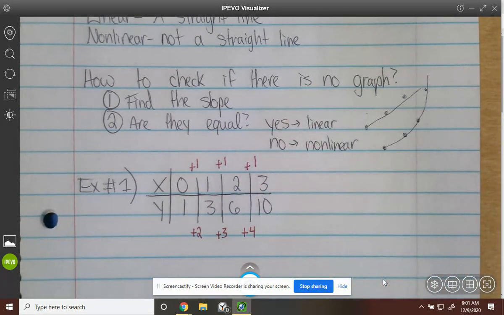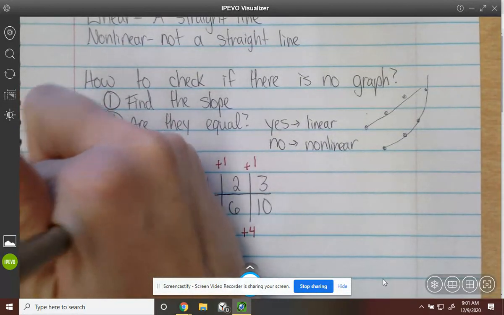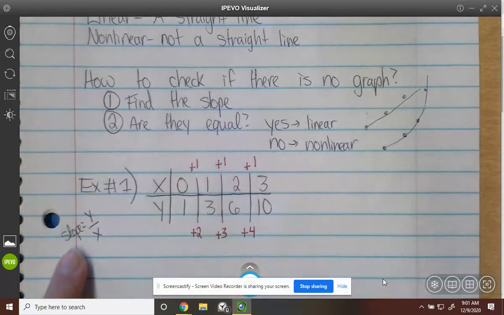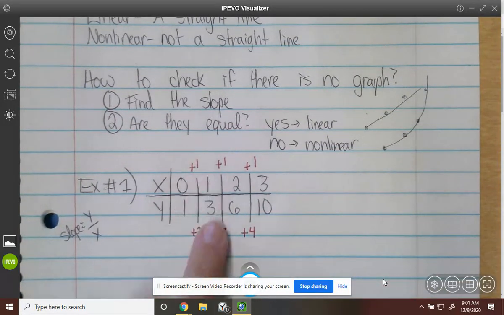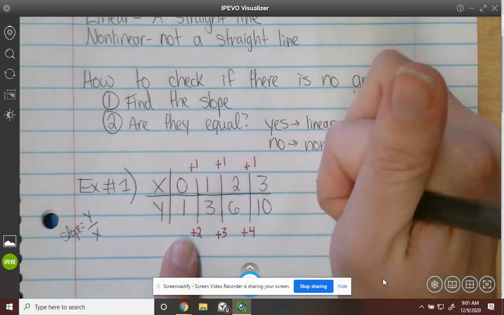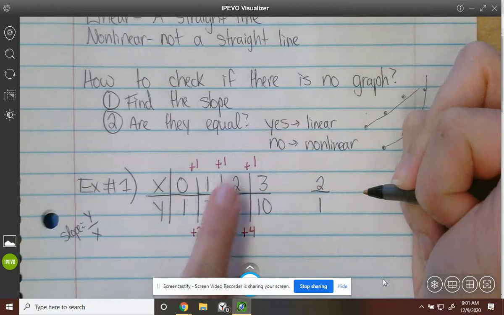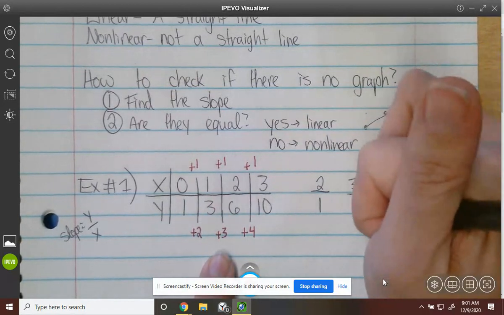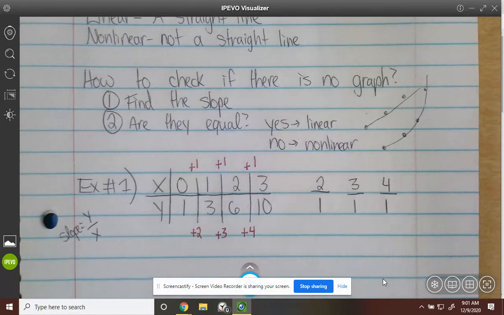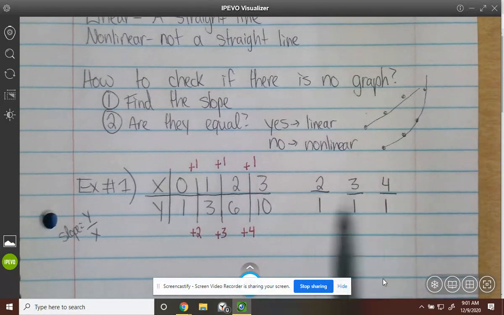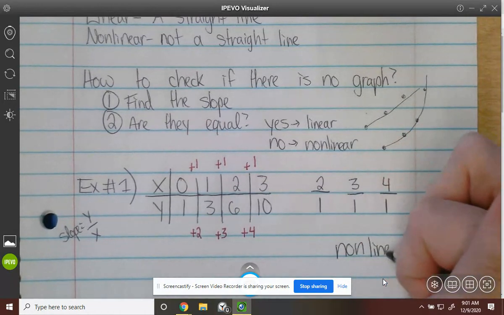Okay, your slope is, let's write this over here. Slope is y over x. So in between these 2 points, 0, 1 and 1, 3, I'm going up 2 and over 1. Between these 2 points, I'm going up 3 and over 1. And between these two, I'm going up 4 and over 1. So is my slope equal? No. So my answer would be non-linear.